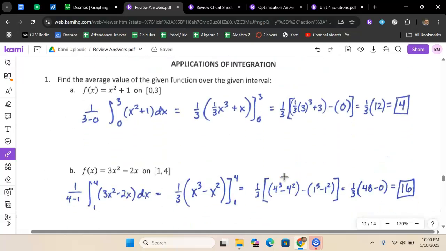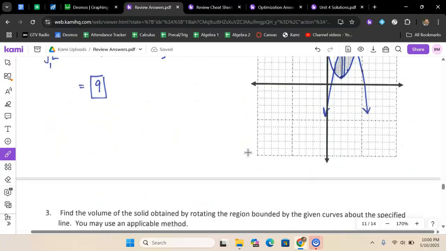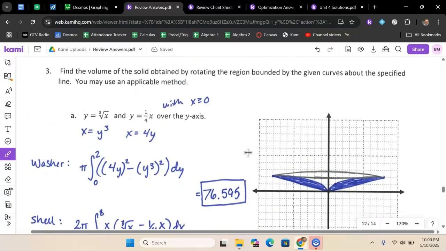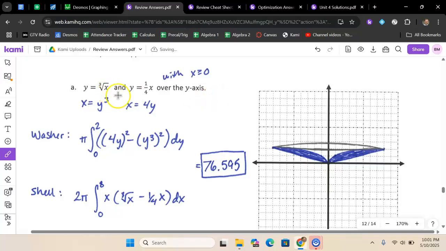All right, I'm going to jump down. I believe the last thing that I need to cover is in applications of integration. It's the volume stuff. So I'm going to jump down until I get to the volume stuff. So when we do the volume, this should be pretty fresh, hopefully, in your mind. You make the graph of these, right? So we graph the cube root of x and 1/4 x. So in this case, this function right here on top is the cube root of x, and the function that is on the bottom is 1/4 x.